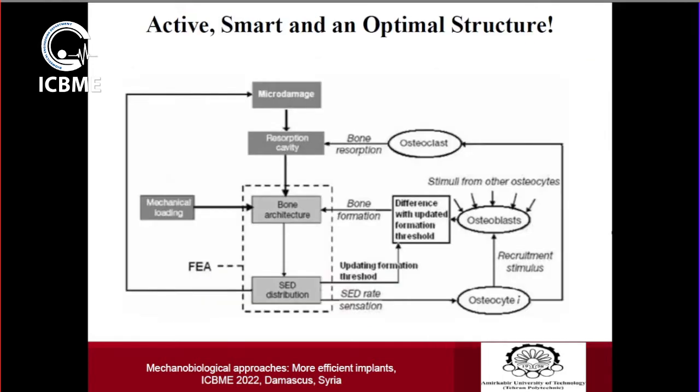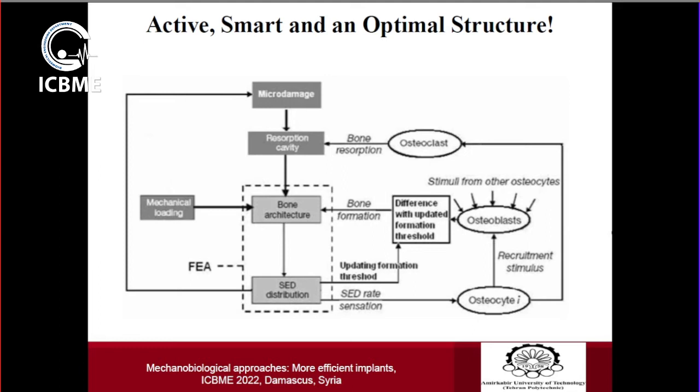Based on my talk so far, I'm 100% sure that all dear respected audience appreciate that bone is an active, smart, and optimal structure. One way to describe our bones is that they are dynamic structures which can bear maximum strain with minimum mass.